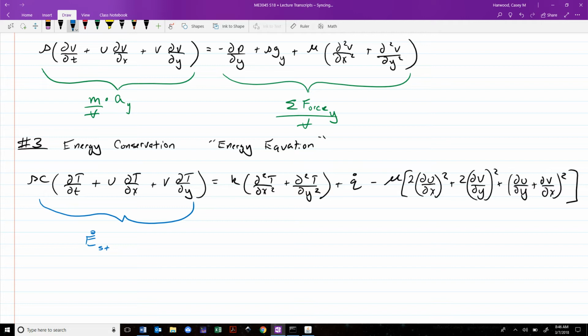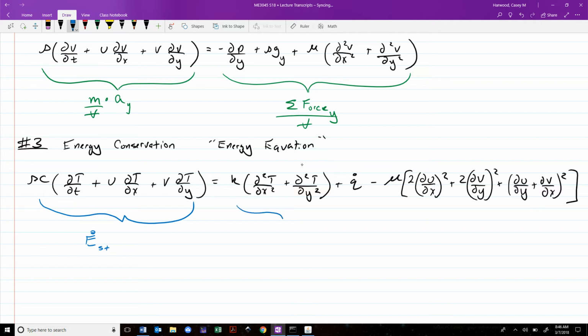Over here, we've got our conductivity and our diffusion. This is another term that should be familiar from our heat equation, right? This is the spreading out of thermal energy. We have our thermal energy generation term here, right? The rate at which stuff that is not thermal becomes thermal. Electrical resistance heating, chemical reactions, nuclear reactions, etc. And then this one is unfamiliar, right? This mu here.